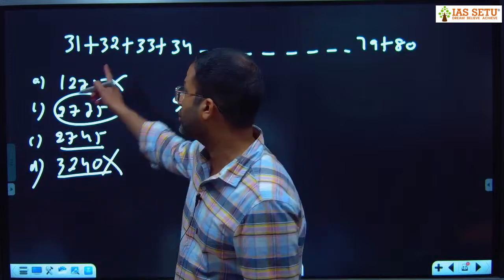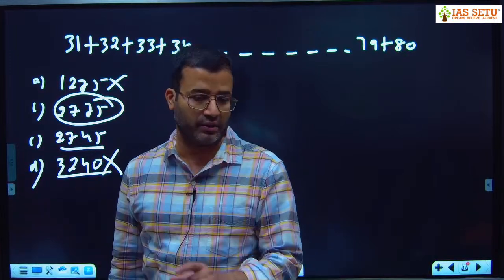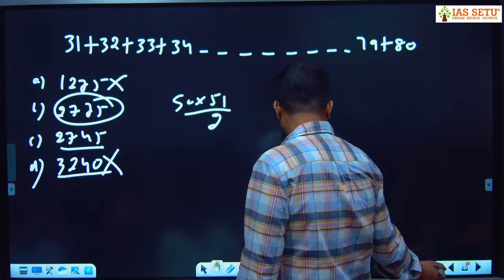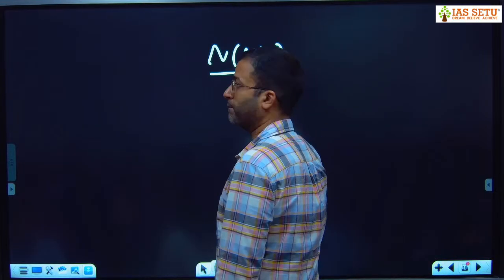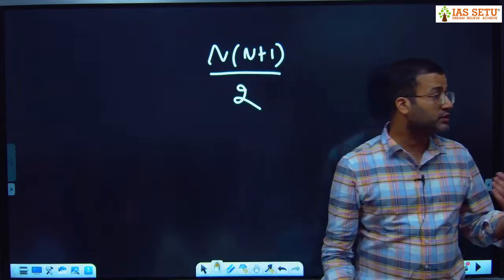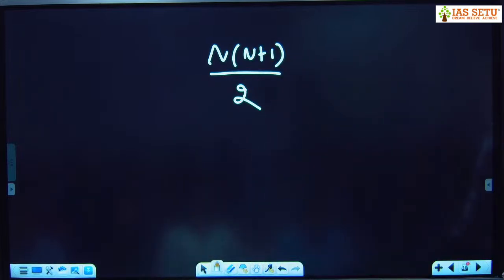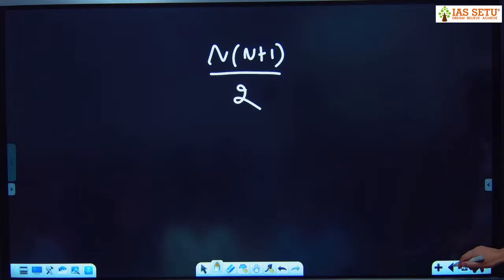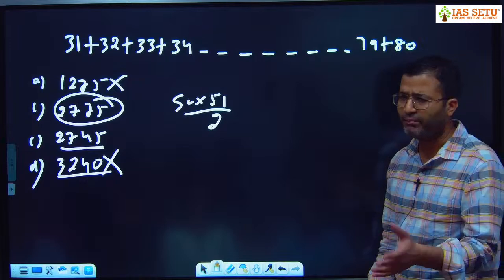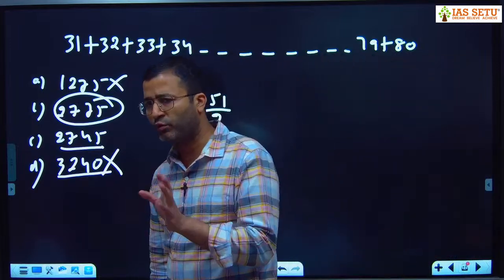Why? Because your series is not starting from 1. This formula is applicable when your series starts from 1. When your series starts from 1, then we have to use this. But if it is not starting from 1, you can use AP, GP, but that is a higher level thing, we will do that later.